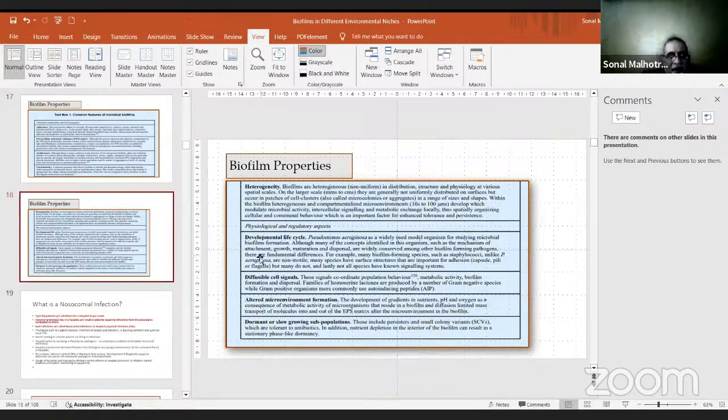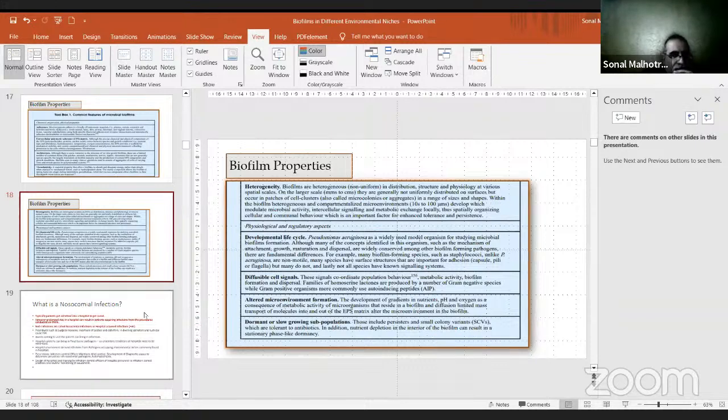So the life cycle, diffusible cell signals, altered microbial environment, microenvironment formation, which I briefly discussed, because when you're talking about a flow of nutrients and flow of antibiotics from the outside, there are gradients that are created within the biofilm per se. As a consequence, different cells are exposed to different levels of nutrients, pH, and stuff like that. So you have these dormant or slow growing subpopulations, which is what persister cells are, and small colony variants are.